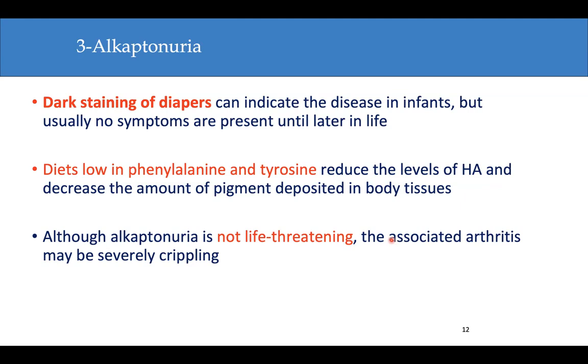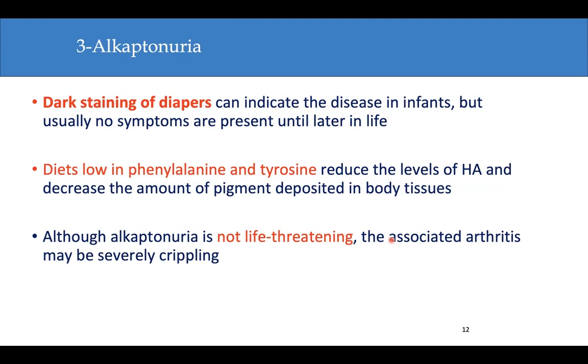Now, while this condition is not life-threatening, for example, phenylketonuria was life-threatening. Remember how phenylketonuria can cause mental retardation and CNS symptoms, etc. This is not like that. You don't have such life-threatening symptoms. However, one thing that does happen is these patients get very bad arthritis. So sometimes this can be very crippling, especially as the patient gets older.